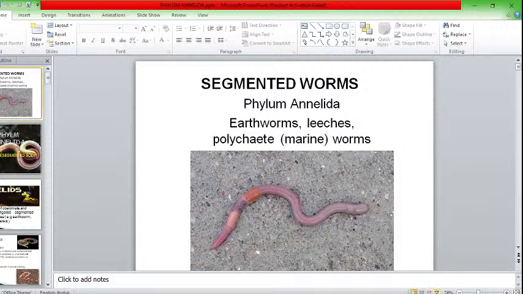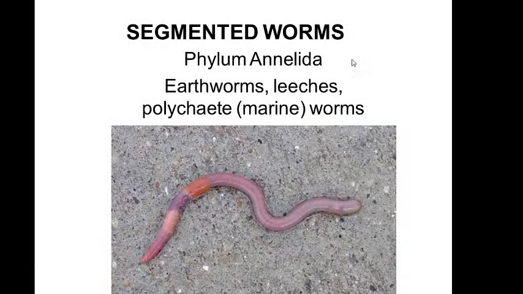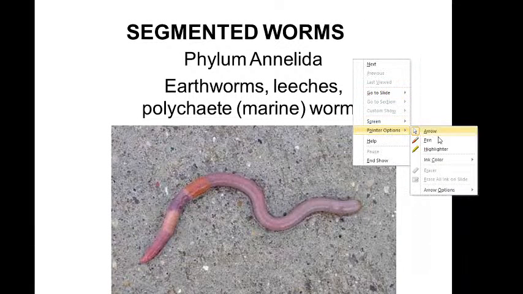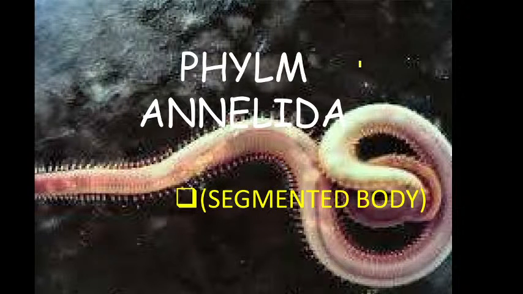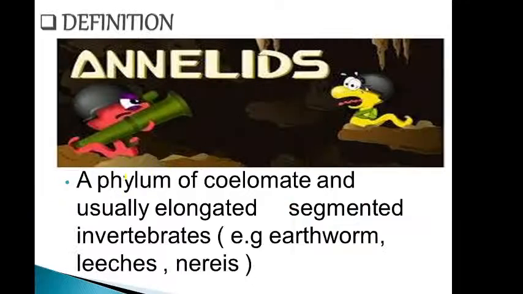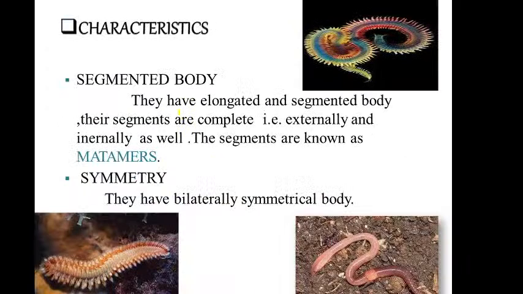So today we have to start with phylum Annelida, also known as earthworms or segmented worms. In phylum Annelida, we will start with the characters of the phylum.